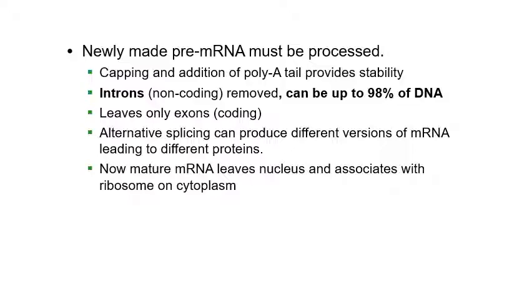So exons get expressed as proteins. Introns are intervening segments. We cut those out, right? So this process of cutting out the introns and stitching the exons back together is called RNA splicing, right? And this is going to be important to creating a complete RNA transcript.